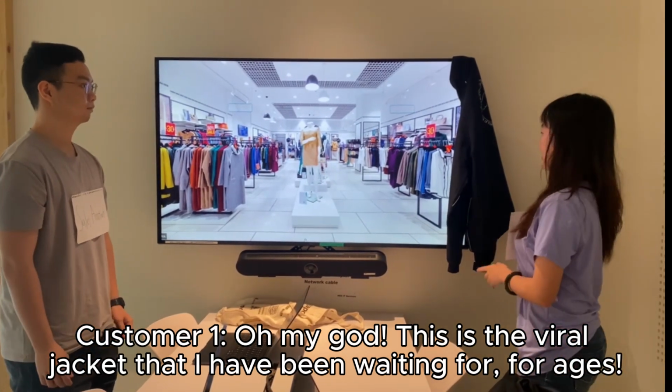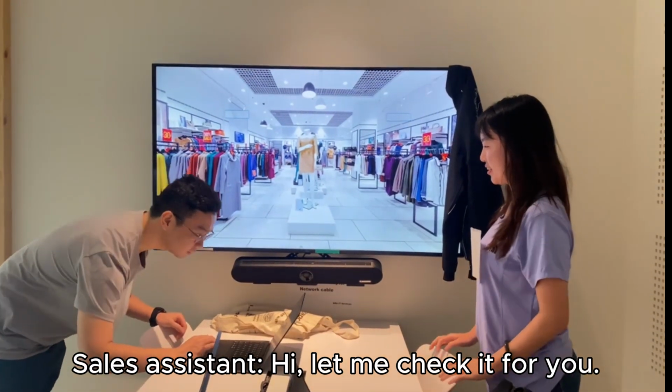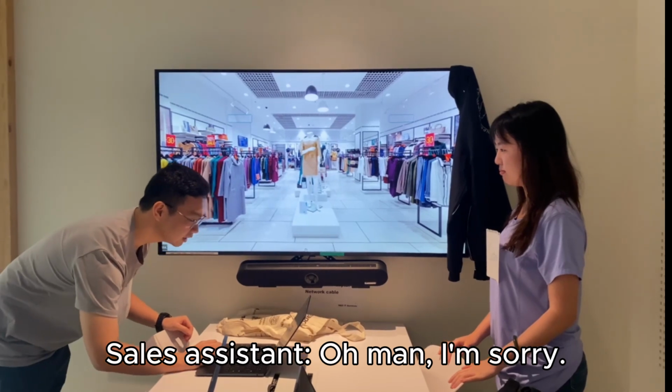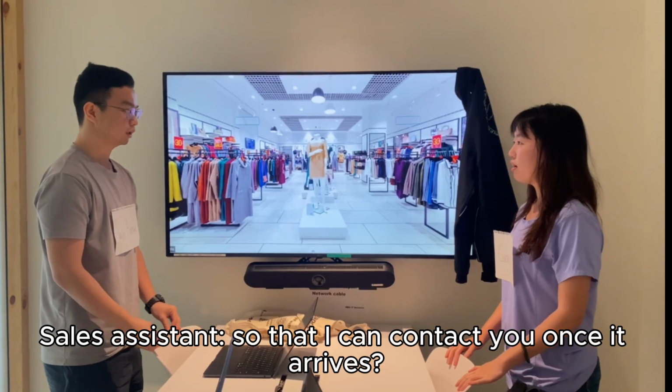Oh my god, this is the very jacket that I've been waiting for ages. Do you finally have it in stock? Hi, let me check it for you. Oh man, I'm sorry. Looks like this item hasn't been in stock for weeks. Can you give me your contact information so that I can contact you once it arrives?